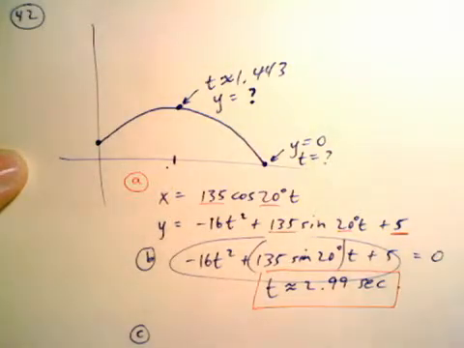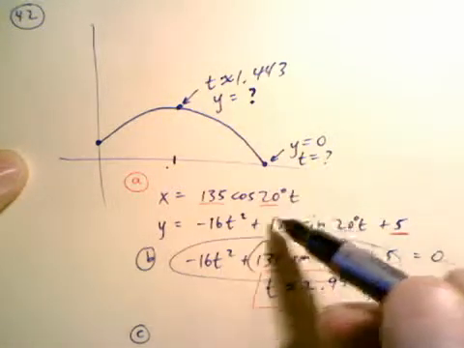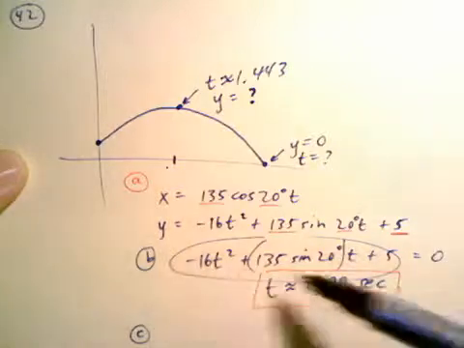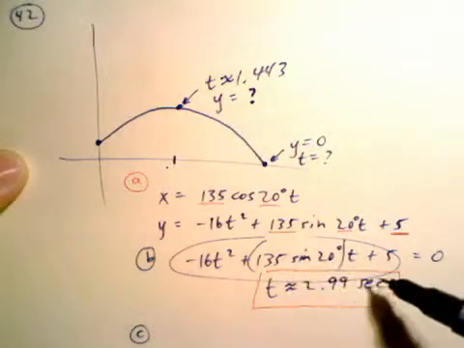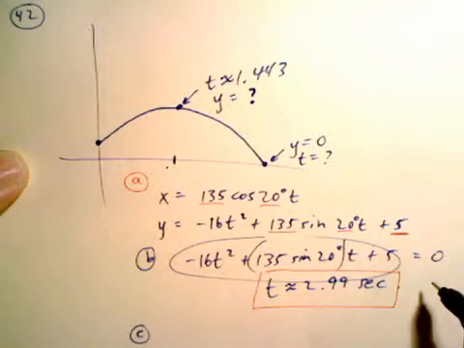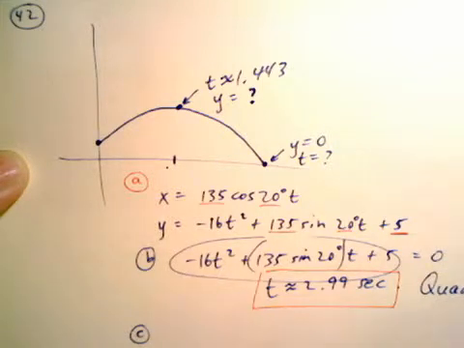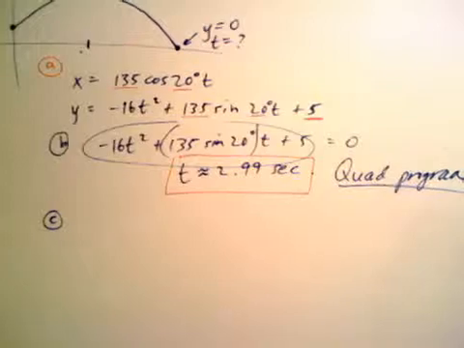So anyway, part A was just to come up with the parametric equations, did that. Part B was to figure out how long the ball was in the air, did that using the quad program. Okay, but now for part C, when is the ball at its maximum height? I wanted to show you something that I think is pretty cool.